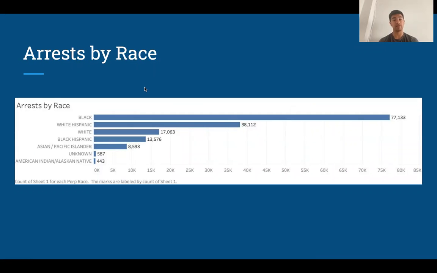And this is the breakdown of arrests by race. As you can see, the data really broke it down this way. We chose to create a horizontal bar chart just to really show, by race and the demographics, which race had the most arrests throughout our time frame.